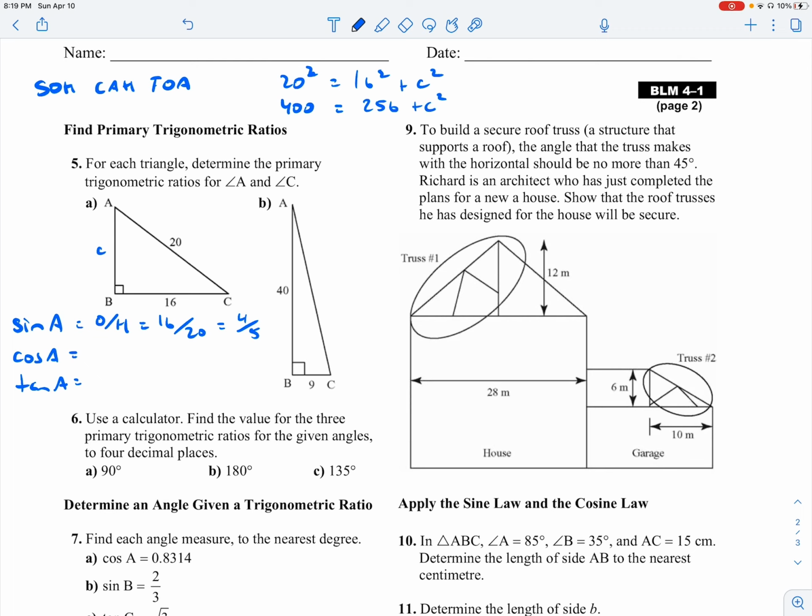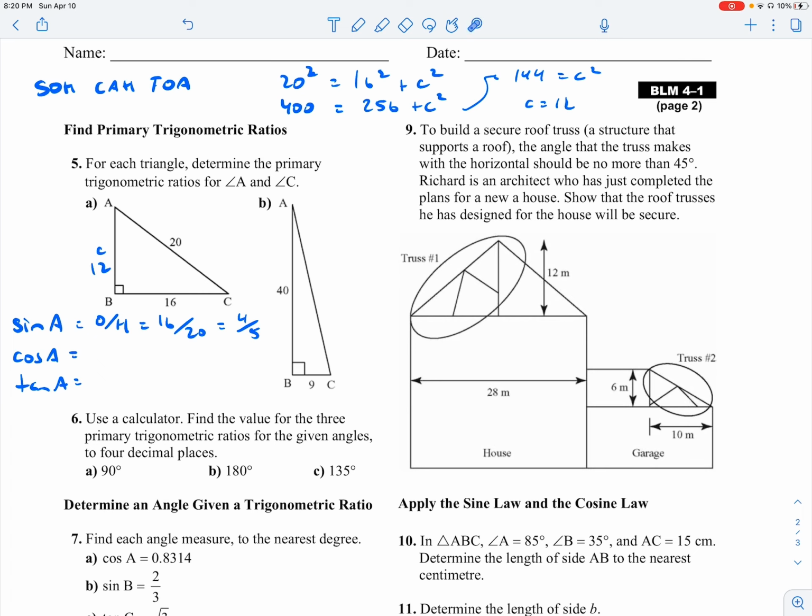So I got to subtract the 256, and 400 minus 256 is going to be 144. So that means C is 12. So then we have 12 here for this side.